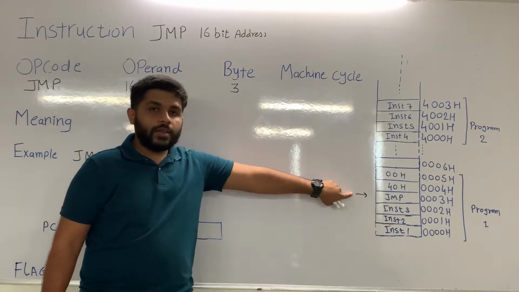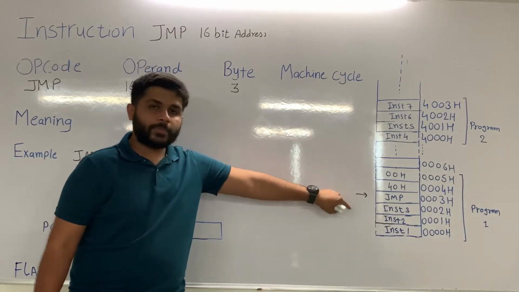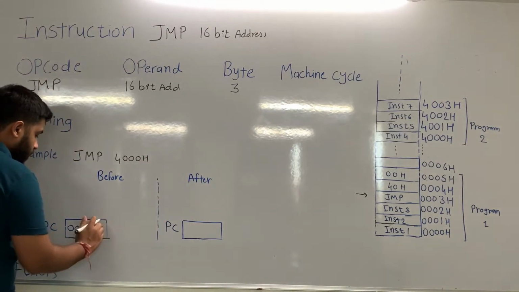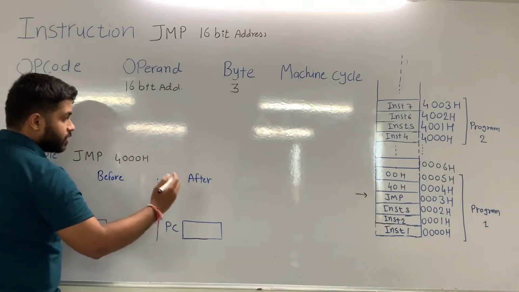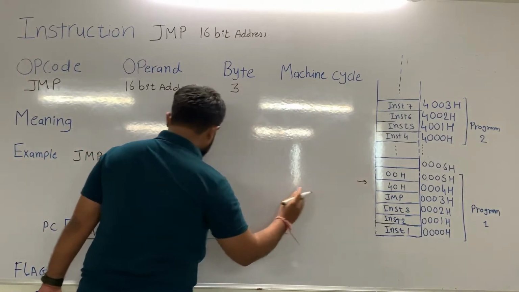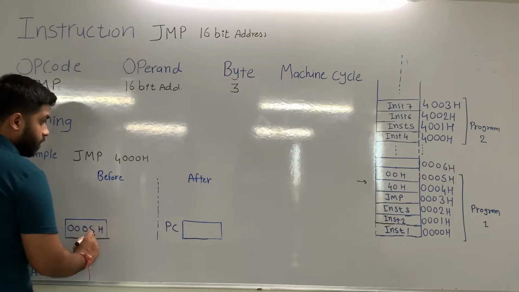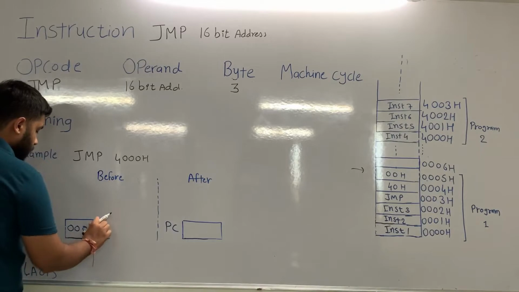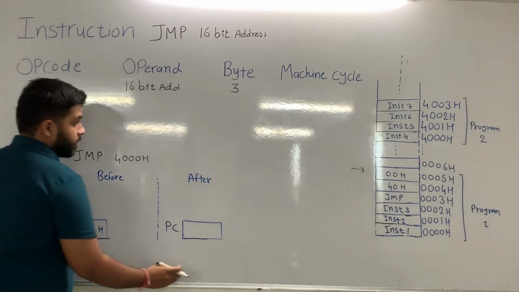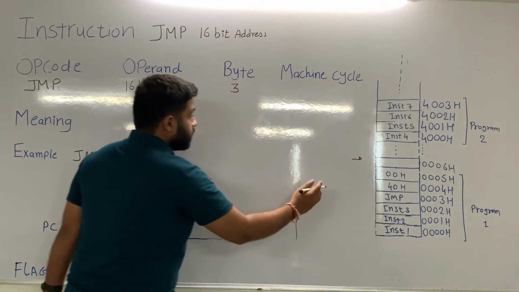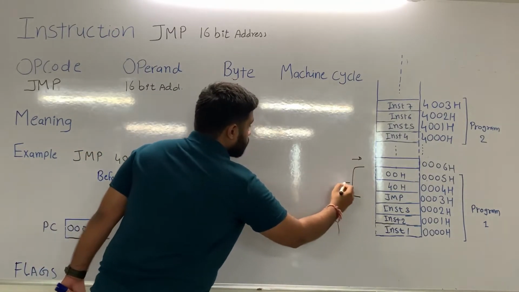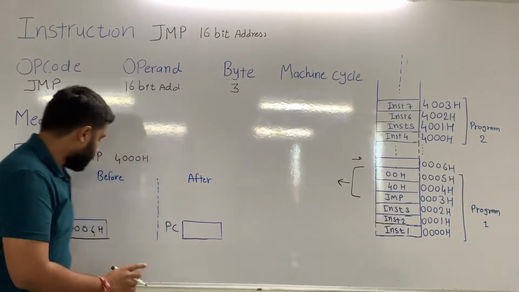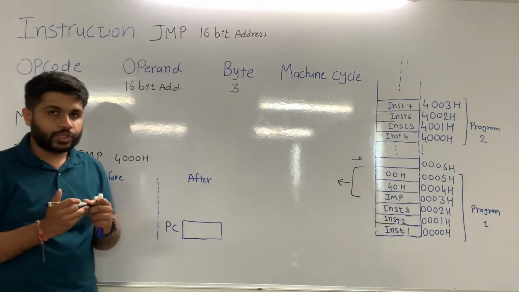So processor will fetch the instruction jump. After the fetching of opcode, the value of the program counter will be incremented. After that it will fetch the data which is 40. Value of the program counter will again be incremented. Then it will fetch the 00H. After it fetches the 00H, the value of the program counter will be incremented. So now the instruction JMP 4000H is fetched to the microprocessor and program counter is pointing at 0006H.